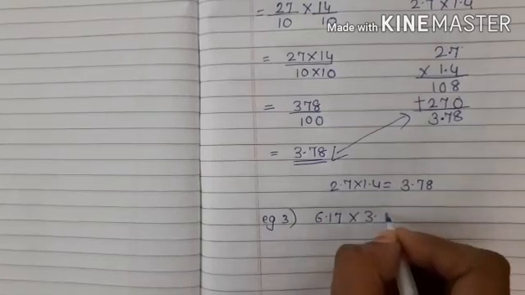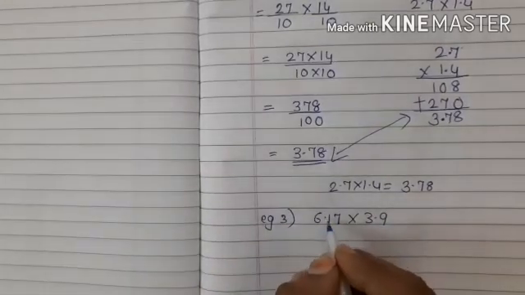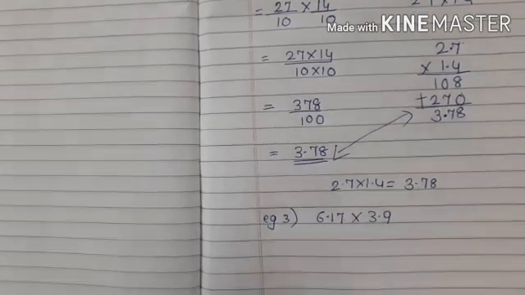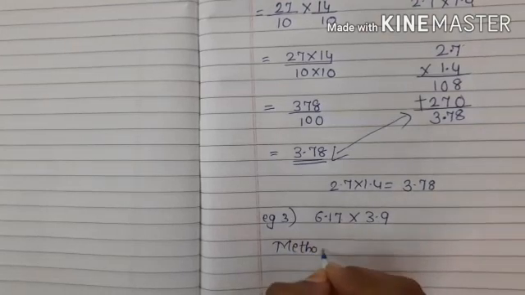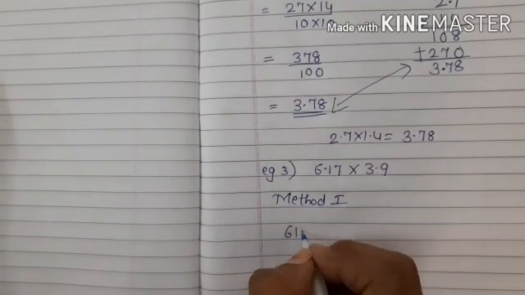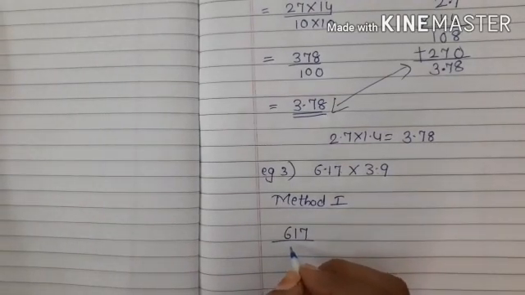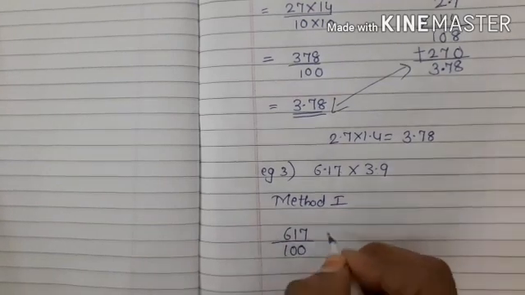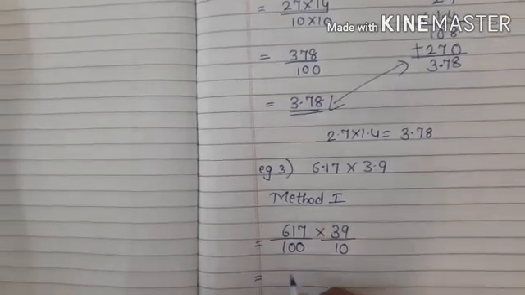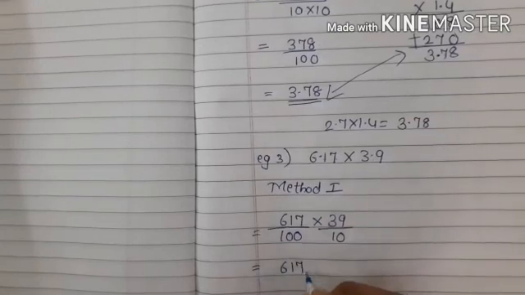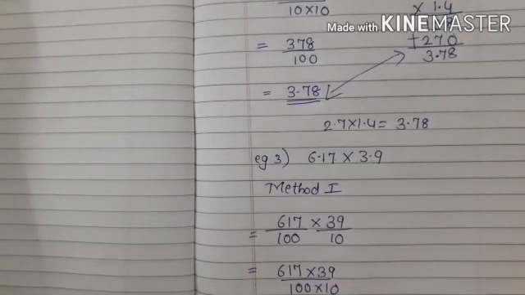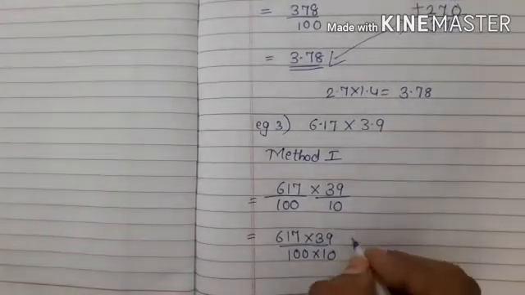6.17 multiplied by 3.9. Now here after 2 place decimal point is given, here after 1 place. So total 1, 2, 3 places. So method first. So after removing decimal point, your fraction becomes 617 upon 100 multiplied by 39 upon 10. Now as usual you have to multiply the denominators. So children, what is the answer here?